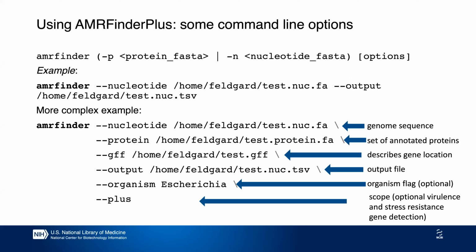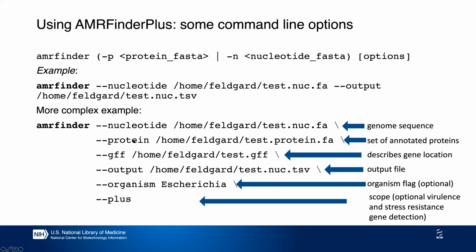I'm putting this up here not as a tutorial per se, but just to make the point that all the command line tools, once you've installed it, are pretty simple to use. This is really just one line, one command. This is the simplest version. I just have a nucleotide file and an output file that spits out a table in tab delimited text that you can open in Excel.